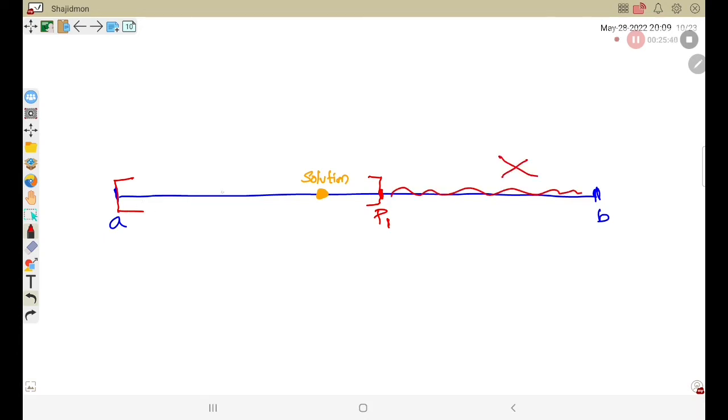Again, A plus P1 divided by 2, we will get a second approximation, P2 here. So for the next approximation, the computer will take P2 to P1. This part the computer will delete. So this part will be taken, because the solution is here, correct? Now P1 plus P2 divided by 2, we will get P3, this one. So the computer will delete this part, it will take this part, correct? Our solution is here. Continue like this.